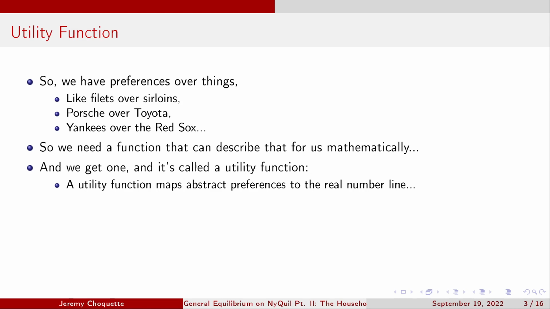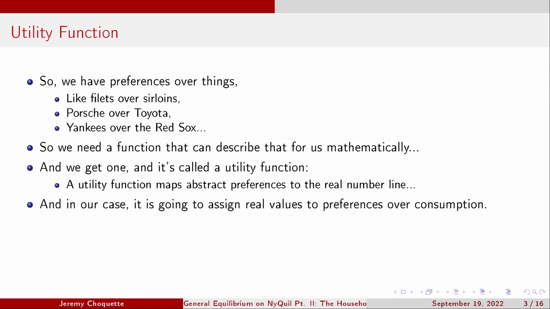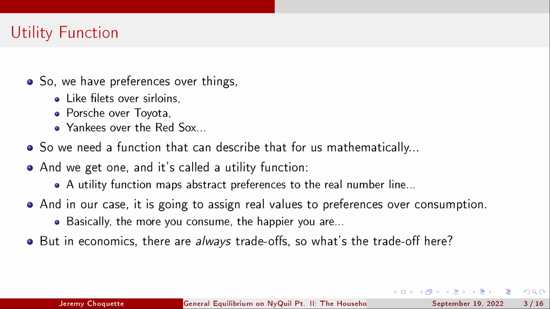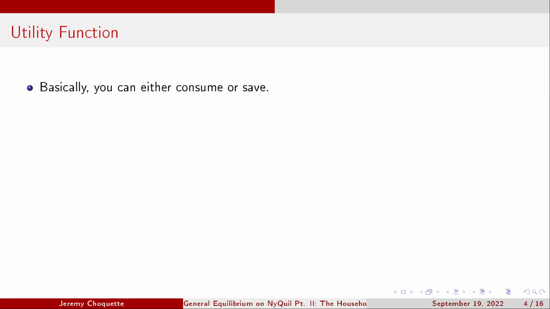But if we can come up with a function that can map these abstract preferences to the real number line, then we get some kind of measure, and we can assign real values to these preferences over various consumption bundles. And the idea would be that the more you consume, the happier you are. But remember, in econ, there's always going to be a trade-off. So what is the trade-off here? Well, it's savings.